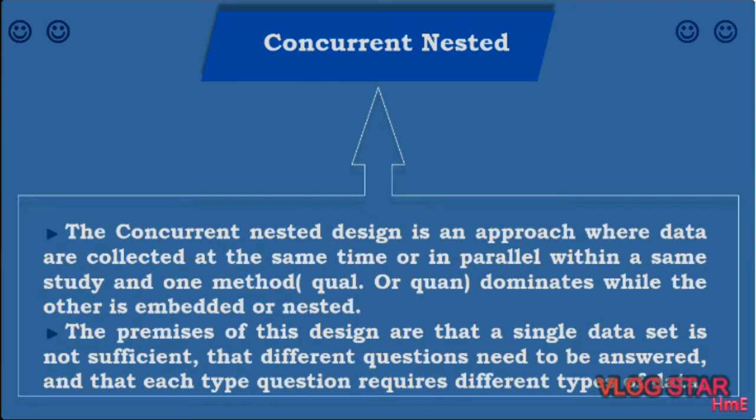So the justification, or the base, of using this method is that an extensive study needs in-depth observation and investigation, and for that different questions need to be answered, and to answer each question it requires different types of data. The concurrent nested design offers both kinds of data. So in such situations, this design is employed.